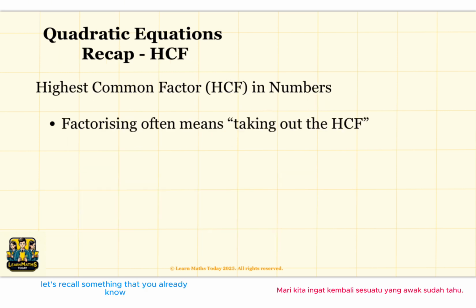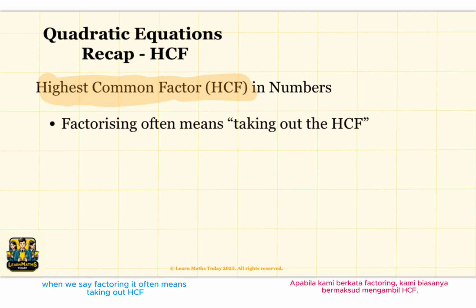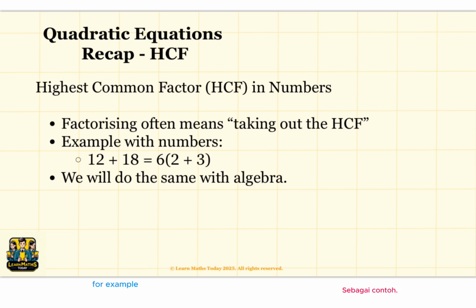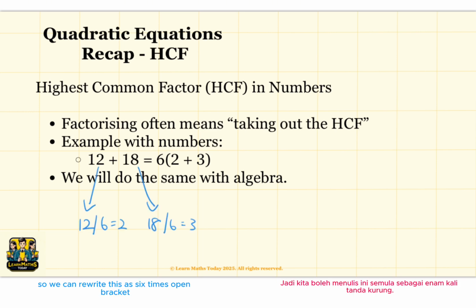Let's recall something that you already know from basic math, finding the highest common factor, or HCF. When we say factoring, it often means taking out the HCF. That means finding the biggest number that divides into all our terms and then pulling it out. For example, 12 plus 18. What's the biggest number that goes into both 12 and 18? It's 6. So we can rewrite this as 6 times, open bracket, 2 plus 3, close bracket. We have factored out the 6.